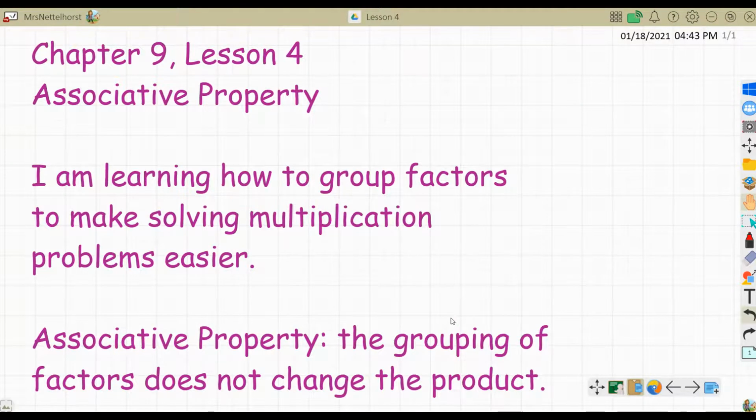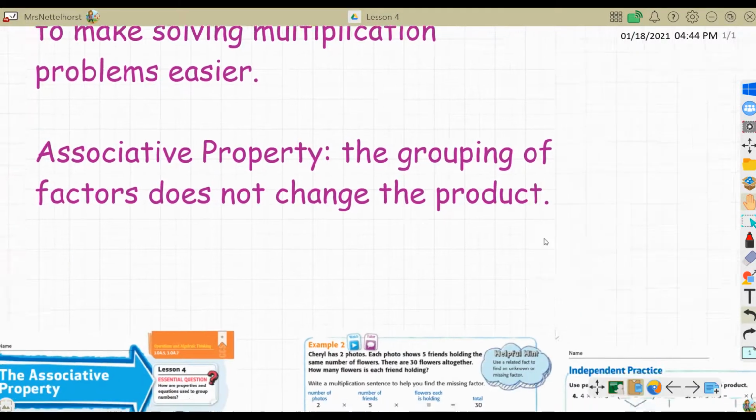I am learning how to group factors to make solving multiplication problems easier. That's our learning intention. Let's define associative property. Associative property says the grouping of factors does not change the product. We talked about that yesterday in Lesson 3. If you missed Lesson 3, go back and make sure that you are caught up.